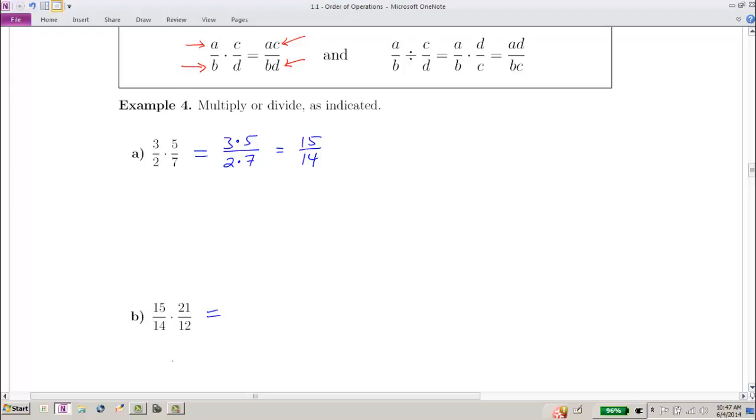Now, when you are multiplying fractions, sometimes it can be helpful to factor first because you might be able to reduce your answer a little bit more easily that way. In this example, 15 is 3 times 5. 14 is 2 times 7. 21 is 3 times 7. And 12 is 3 times 4.